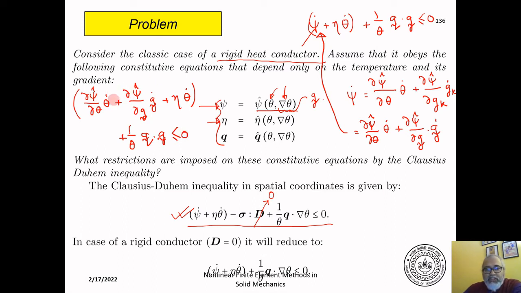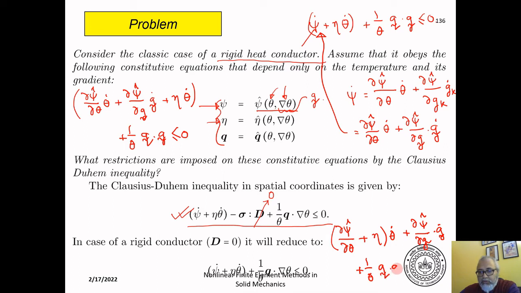Let us club these terms together. There are two terms with theta dot, and we have del psi hat del theta plus eta, times theta dot, plus del psi hat del g dot g dot. Now remember, this inequality cannot be violated at any point of time in any manner possible. This is the second law and the first law of thermodynamics taken together.